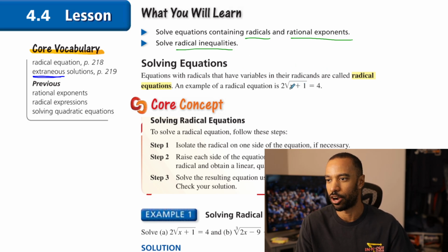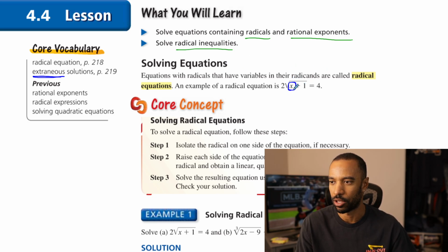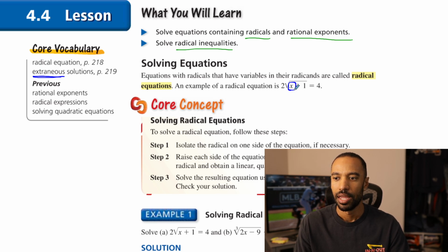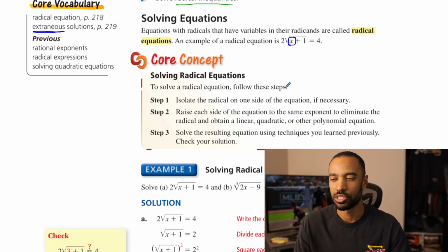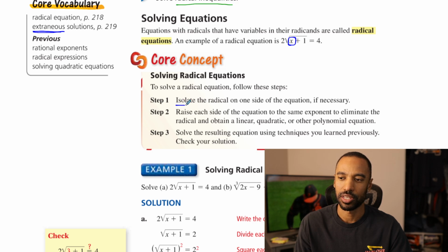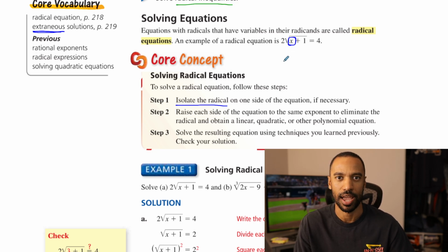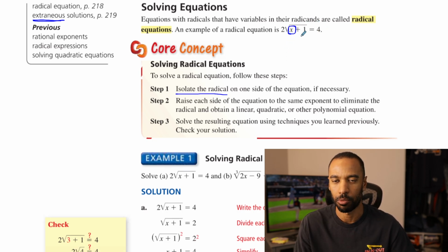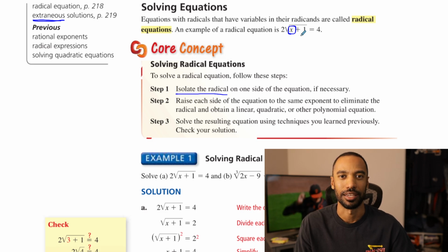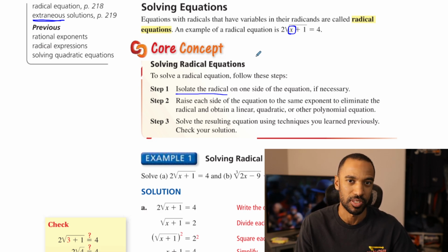Equations with radicals that have variables in their radicands are called radical equations. Here's an example right here. Now, the basic essence of solving these is to isolate the radical on one side of the equation. You want to get this thing by itself. No 2 in front, nothing added or subtracted around it, just getting the radical by itself. Trust me, it's the way to go. And I'm sure we're going to look at an error analysis question that's going to say they didn't do it and then they made this mistake.